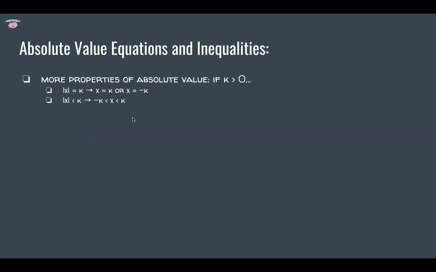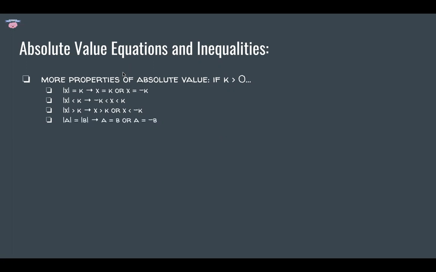If it's less than k, then you get a three-part inequality: x is between -k and k. While if it's greater than k, it's either x is greater than k or x is less than -k. So this one's slightly more complicated.